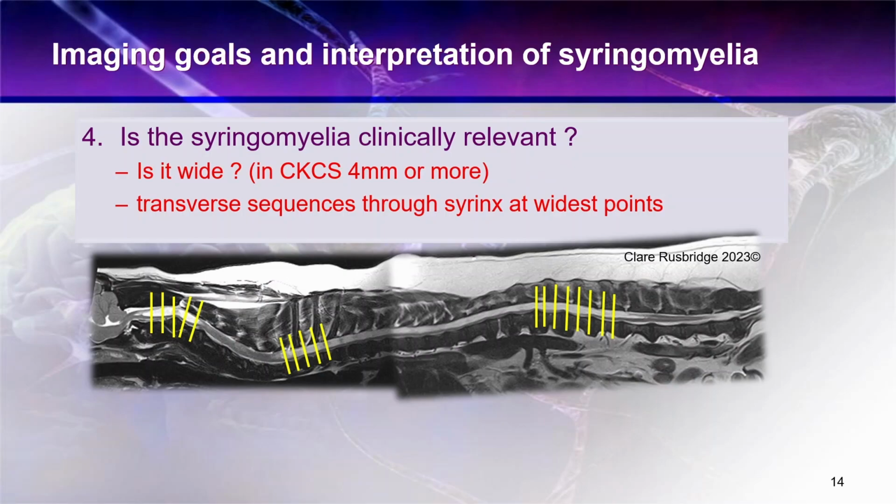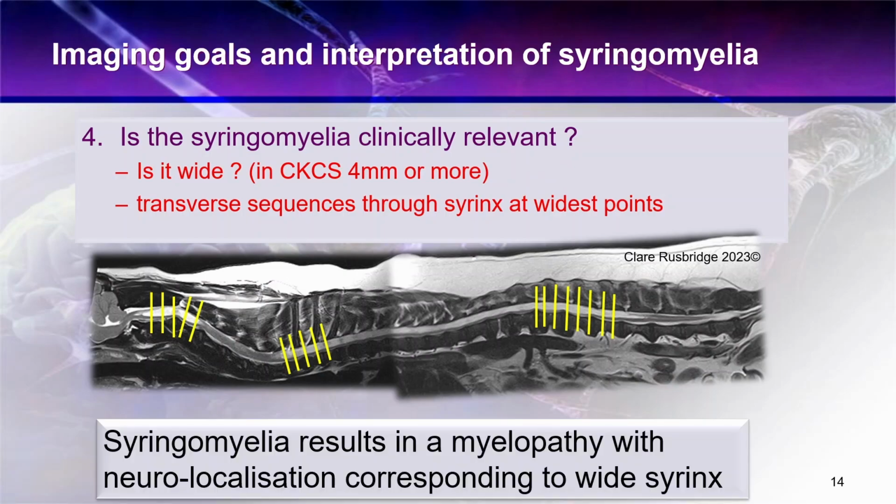And you have to bear in mind that a syringomyelia results in a myelopathy, and the neurolocalization corresponds to the wide syrinx. So we talked about this before in clinical signs. You can't find a wide syrinx here and it be the cause of epilepsy in the brain. That is not the correct neurolocalization. Epilepsy is a forebrain disorder. So the clinical signs need to fit, just like any other neurological case that you're working up.